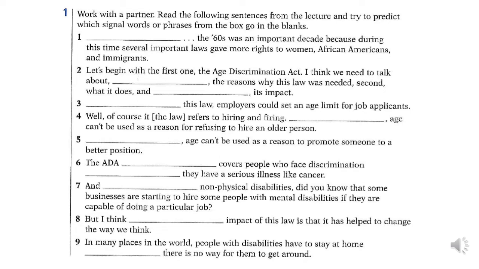2. Let's begin with the first one, the Age Discrimination Act. I think we need to talk about first the reasons why this law was needed, second, what it does, and third, its impact. 3. Before this law, employers could set an age limit for job applicants. 4. Well, of course, it refers to hiring and firing. In other words, age can't be used as a reason for refusing to hire an older person. 5. In addition, age can't be used as a reason to promote someone to a better position.